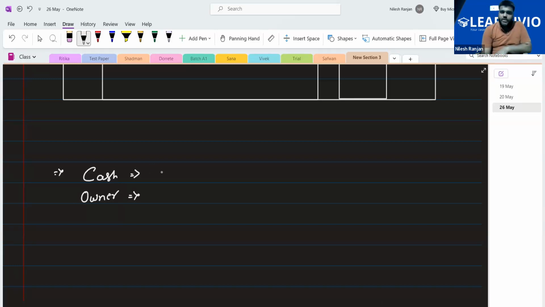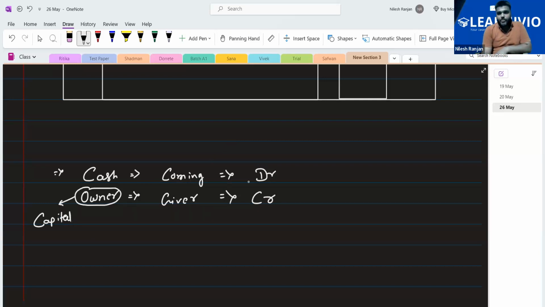Okay, so first of all, the transaction means cash is coming and owner is giver of this money. Now, if cash is coming and it is obviously a real account, it will be debited. And owner is giver, so it will be credited. Now, instead of owner, we write capital. So this is the logic behind crediting the capital account.